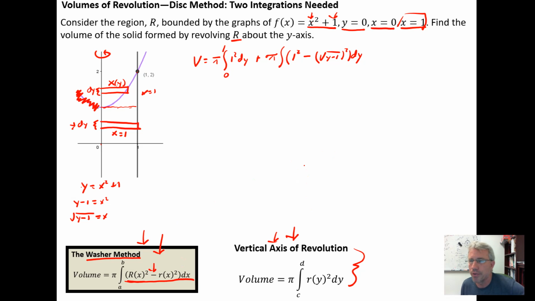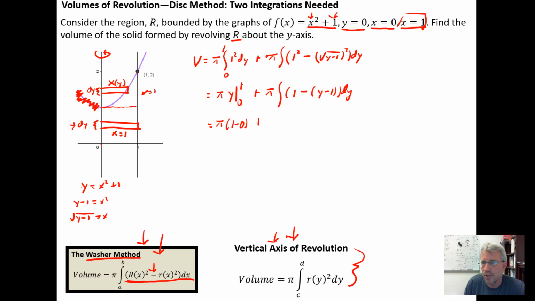We just do things with respect to that axis instead. And now I could go through and calculate this. I'm going to go pi. When we integrate 1 dy, we're going to get y from 0 to 1, plus pi. I need to simplify this a little bit, so I get 1 minus parentheses. I square the square root, I get y minus 1 dy. I can simplify this. So this equals pi times 1 minus 0.